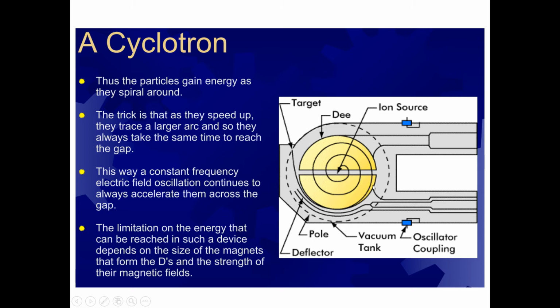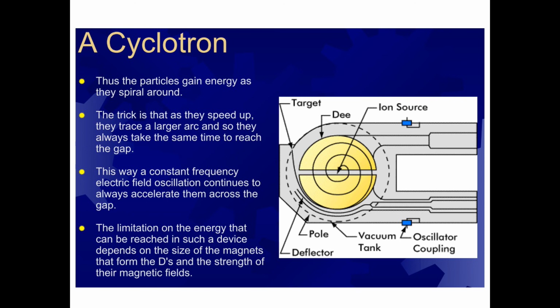But here we have limitations. The limit on the energy that can be reached in such a device depends upon the size of the magnets that form the D's and the strength of their magnetic field. This is a short description of the cyclotron and how we accelerate particles inside it. There is some mathematics involved that you already know from your basic physics classes, so we will not discuss those equations here.